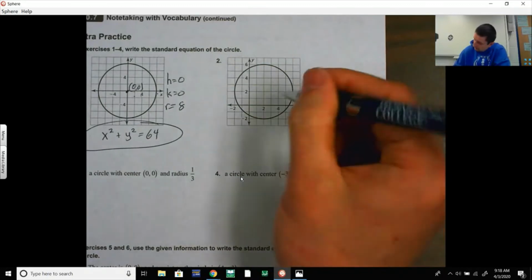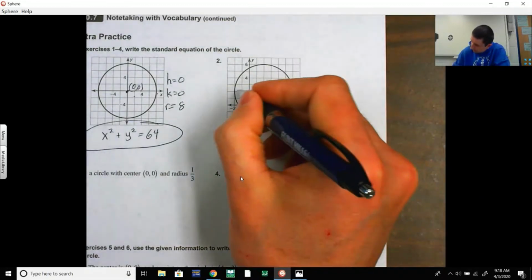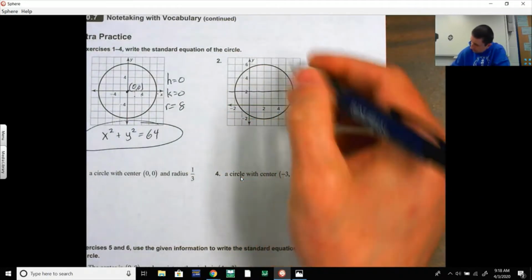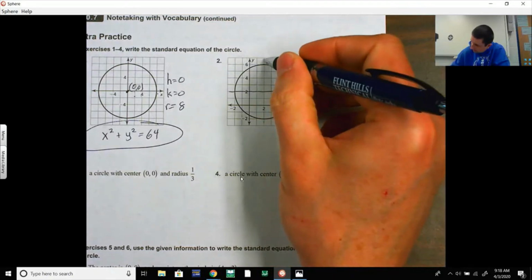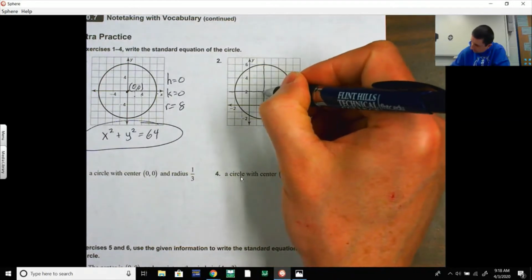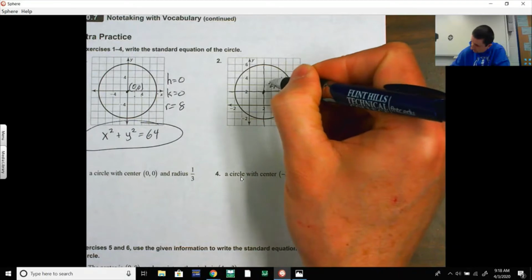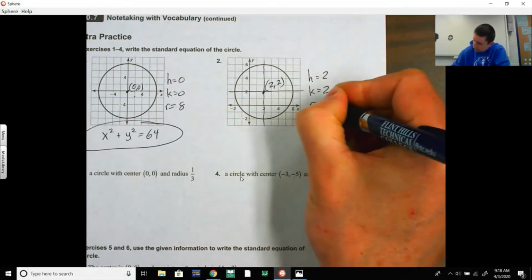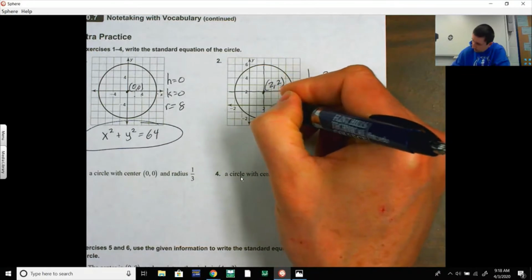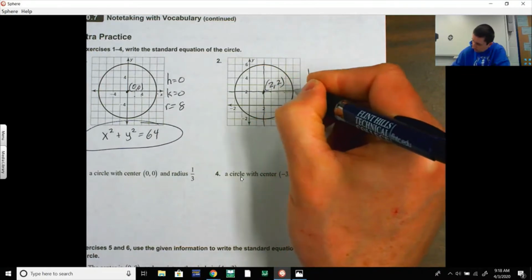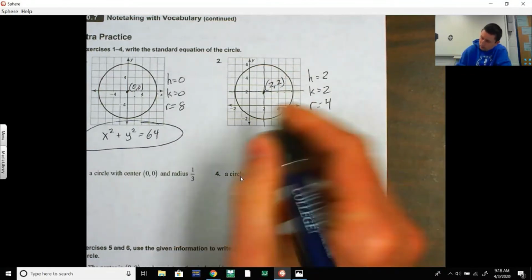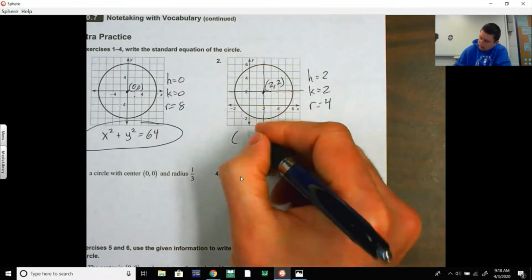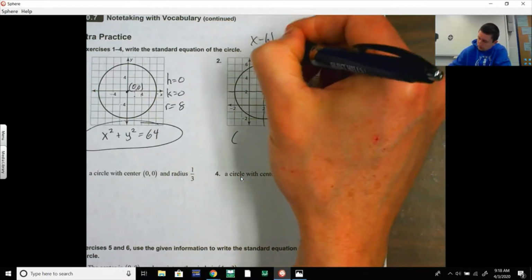Okay. Find the center here. So it looks like right there, and the lowest and the highest is right there, so your center is right there at 2, 2. So h is 2, k is 2. Your radius is counting by 1, so 1, 2, 3, 4. Radius is 4. So x minus h. Keep this in front of you if you forget it.